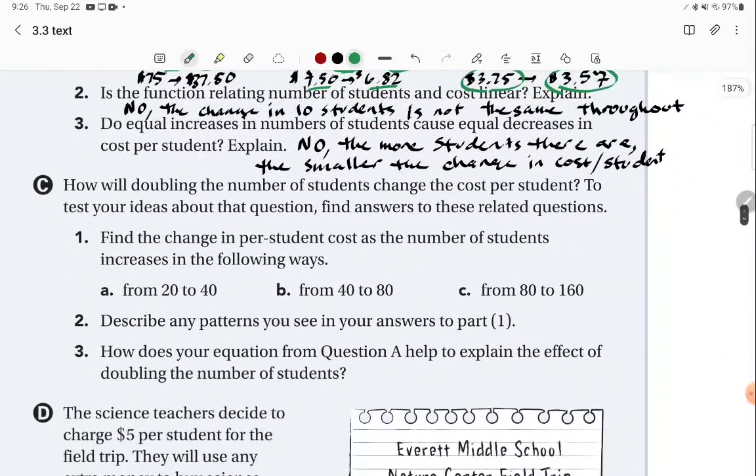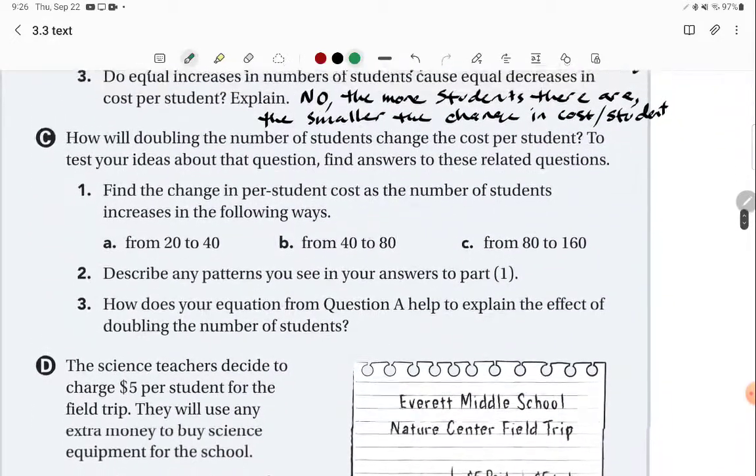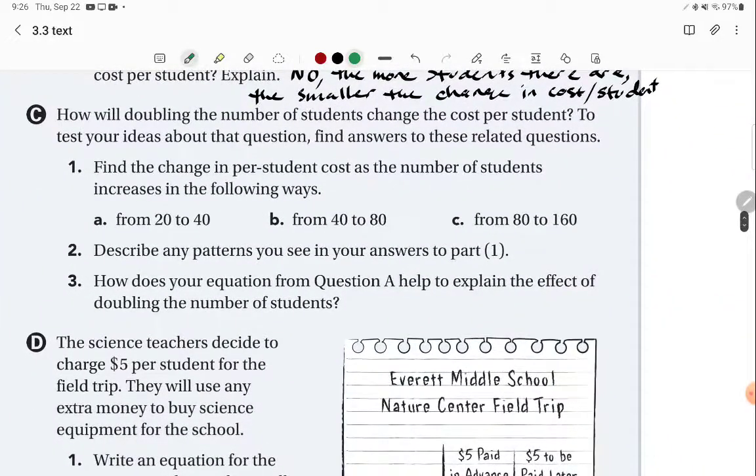Okay, go ahead and answer part C. Do 1A, B, and C, and that'll help you do 2 and 3 on part C. Pause the video, do those on your own, and then come back.